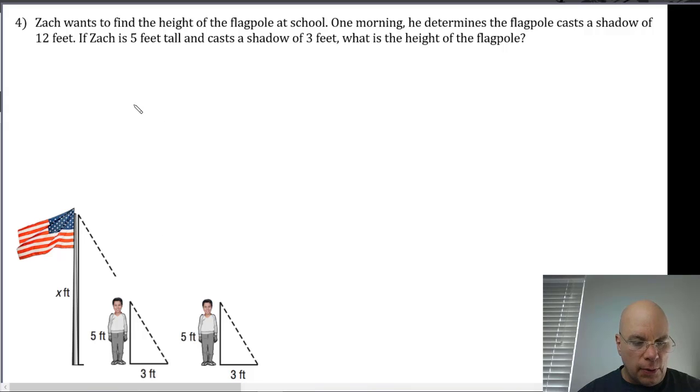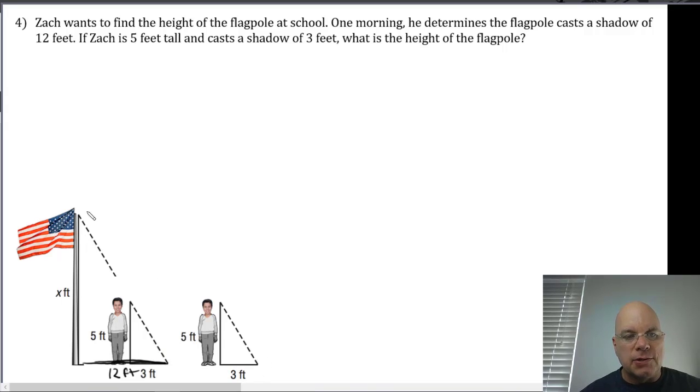which I've not shown very well here. I've obscured it with this picture unintentionally. Let me draw that dimension back in there, and I'll explain why I put the picture where I did. This is the shadow of the flagpole, 12-foot shadow. If Zach is 5 feet tall and casts a shadow of 3 feet, what is the height of the flagpole?